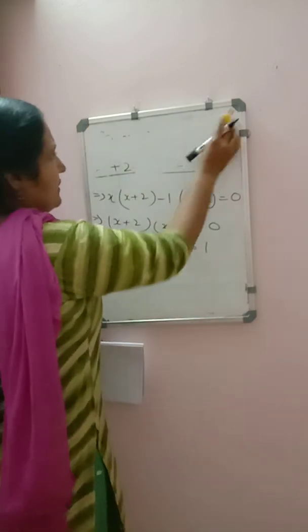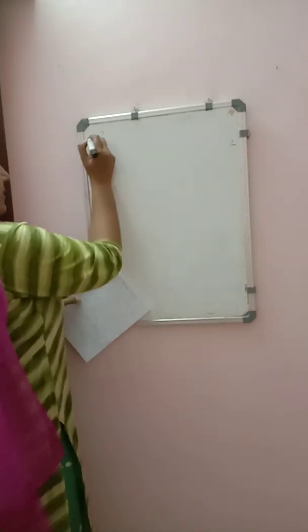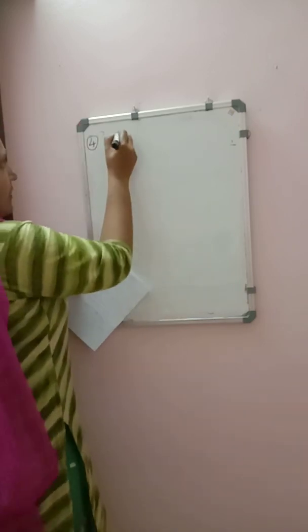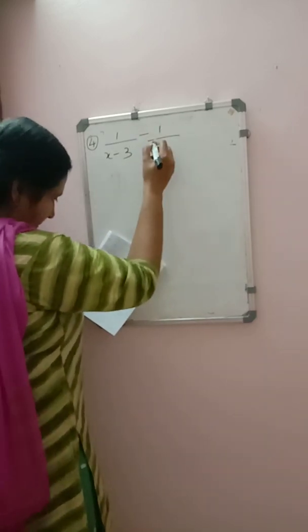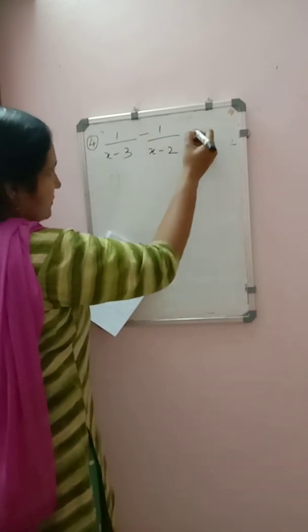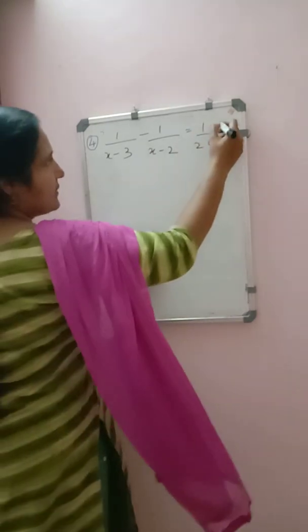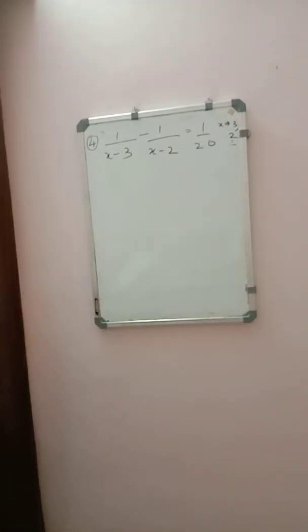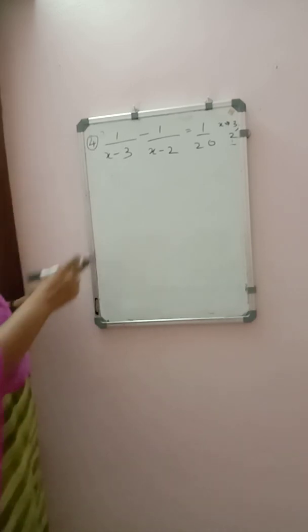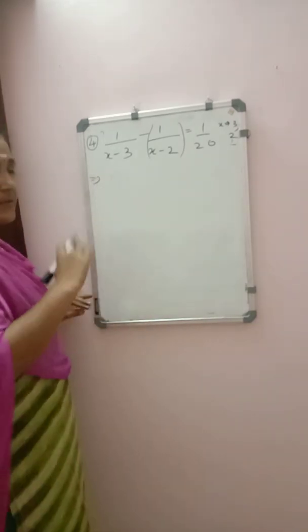Moving on to the next question. 1 by x minus 3 minus 1 by x minus 2 is equal to 1 by 20. Again the condition given, x not equal to 3 and 2. That condition will be given in the question also. Here we have a negative sign. So put the bracket. Now I think all can do with me.